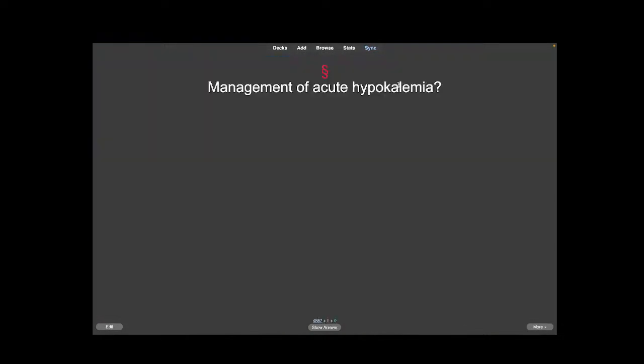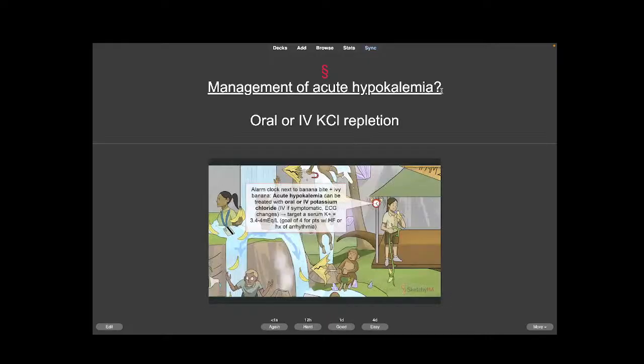Birefringent crystals. Treatment of acute hypokalemia: oral or IV KCl repletion. Am I getting bored? This is kind of simple. Obviously, if you have low potassium, you give more potassium.